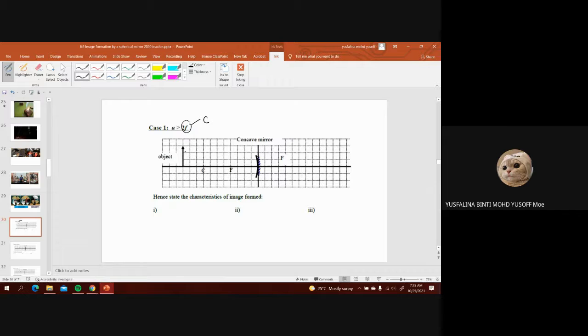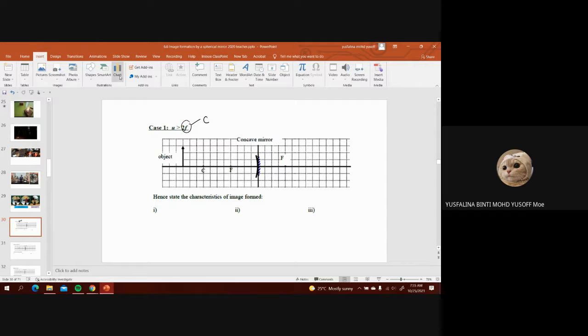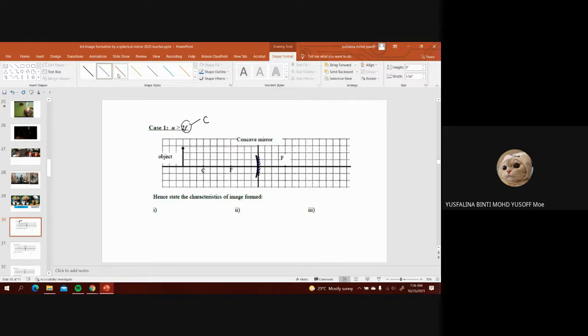So how do you draw the ray diagram? The object distance is from here to here. Your C is from here to here. So you can see your object distance is bigger, right? So let's draw. For this one, it goes here, then after that it will be reflected back. Because a mirror uses reflection, it will be reflected back to F. Then another one, this one goes to F.